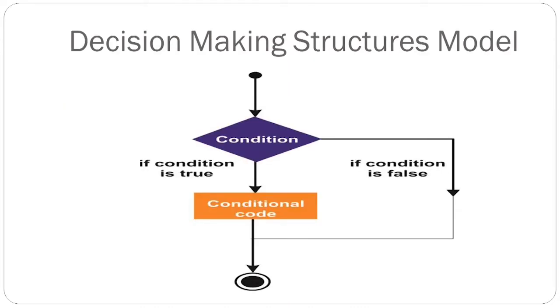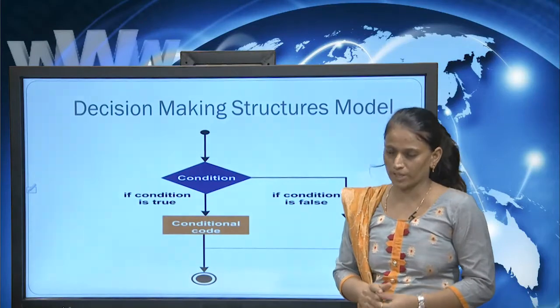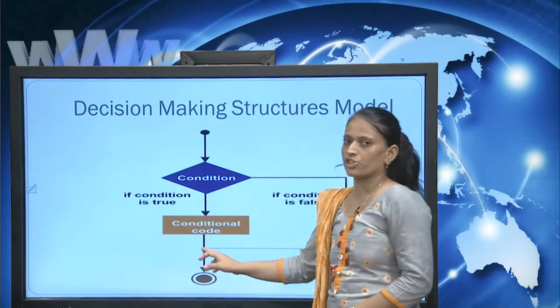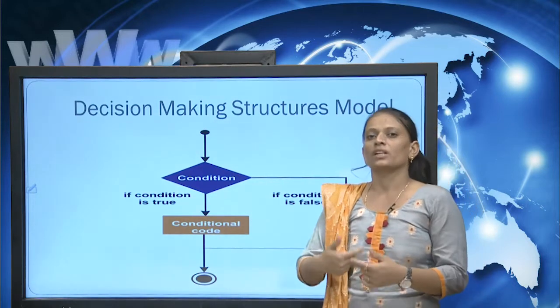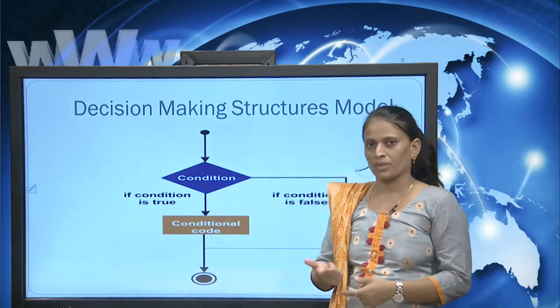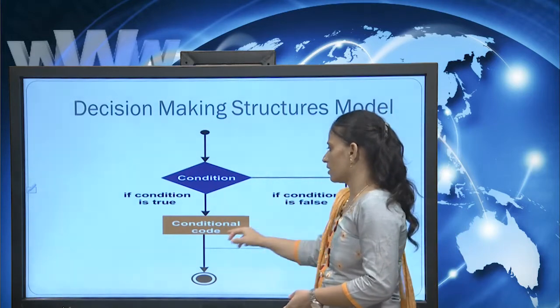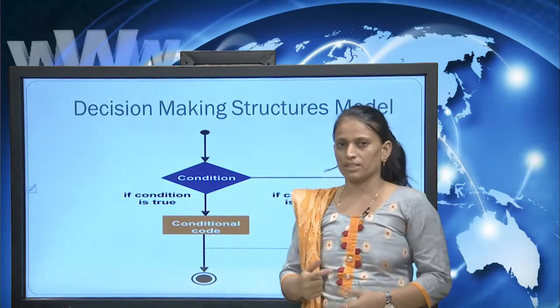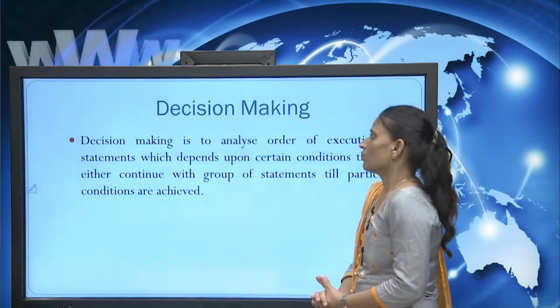What is a decision making structures model? Basically, in a decision making structure model, there are certain conditions on the basis of which, if the condition is satisfied, then and only then the specific block of code will be executed. If the condition is false in any case, that specific block will be skipped, and our next execution will move on to the next statement of that specific program.